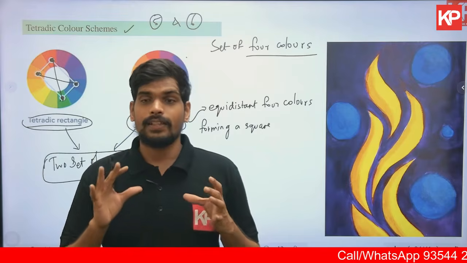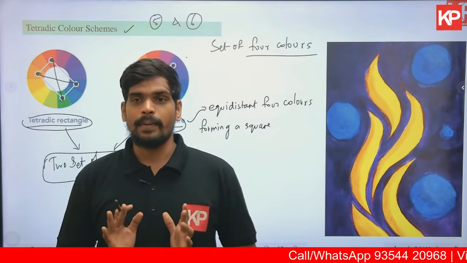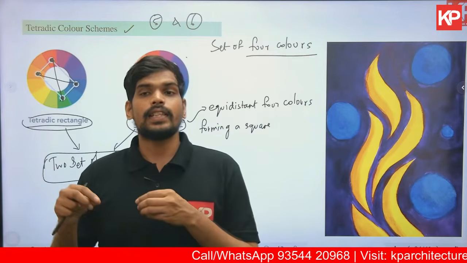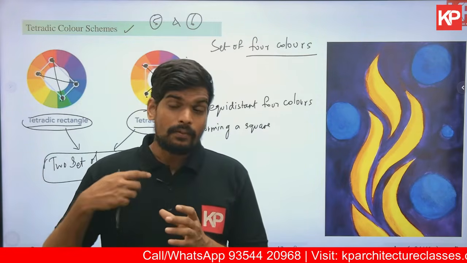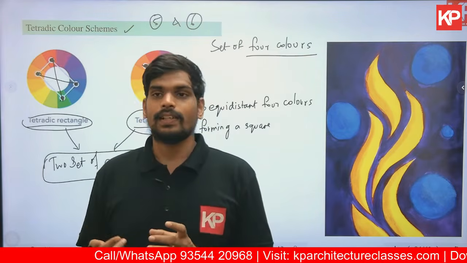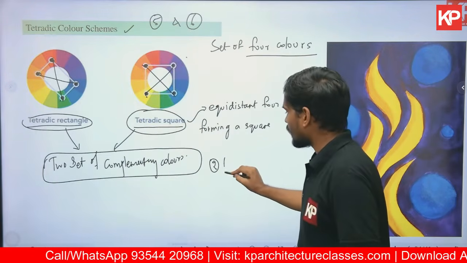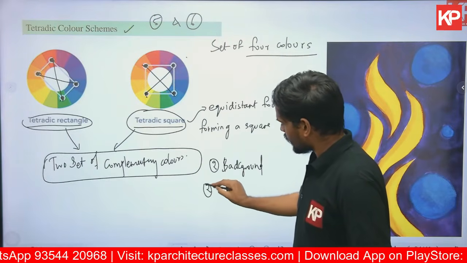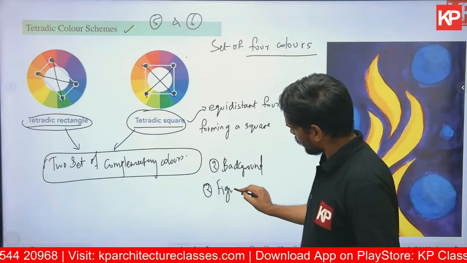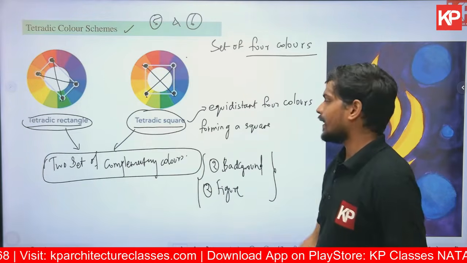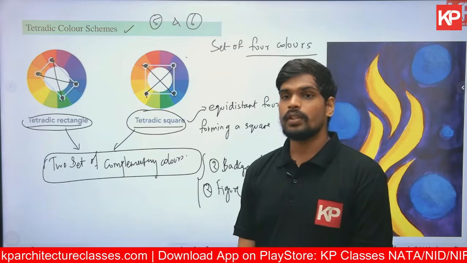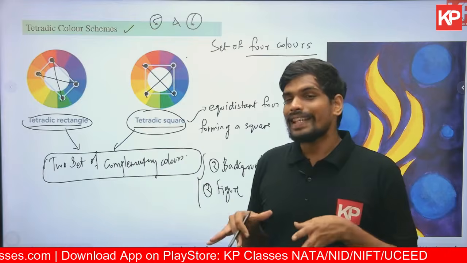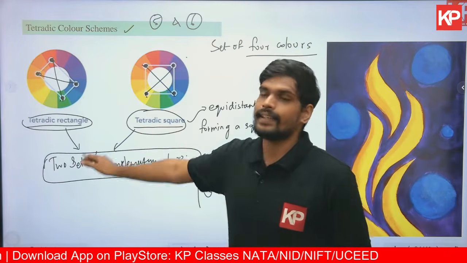If you have 1 color in the background and 1 color in the figure, you can directly select the complementary color scheme. If you have 1 color in the background and 2 colors in the figure, then you can select the split complementary color scheme. But if you want 2 colors in the background and 2 colors in the figure, then you select the tetradic color scheme. If you want equal importance to everything, you can select the tetradic square color scheme because they are equidistant to each other.